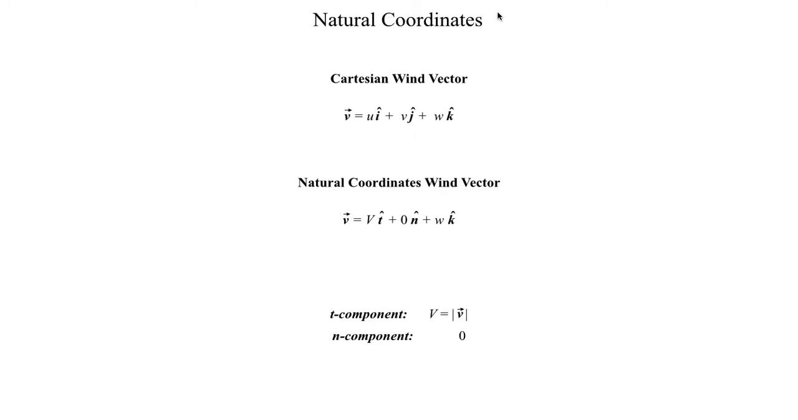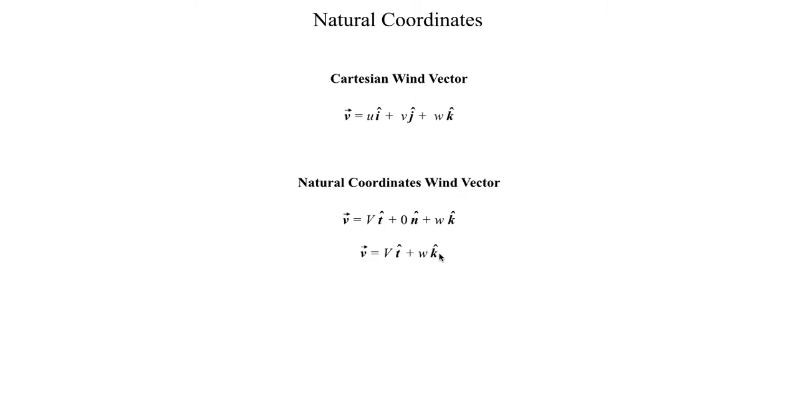In natural coordinates, our wind vector would be represented as follows, where wind is equal to the magnitude of the wind, V, times t hat, which again points in the same direction as our t-axis, our tangential axis. And since the normal axis points 90 degrees to the left, the component of the wind that goes in that direction is just 0. And the vertical component is still the same.